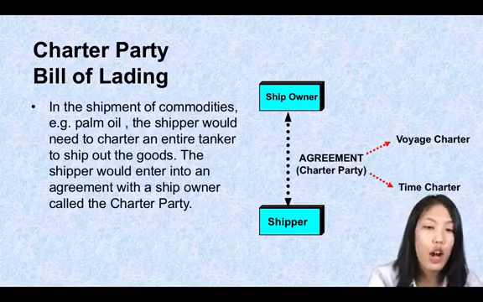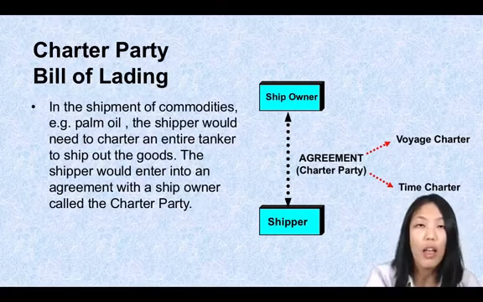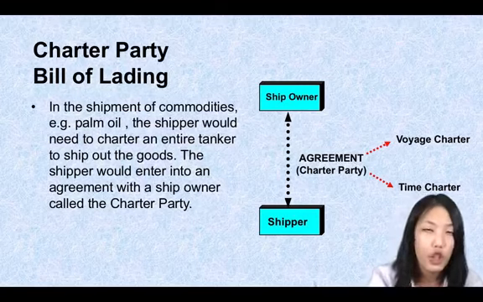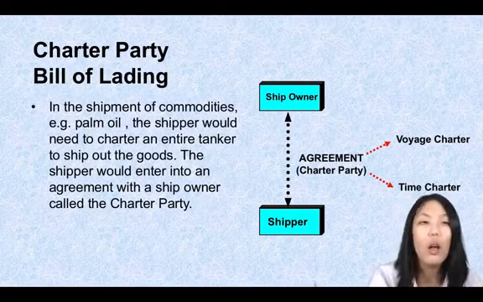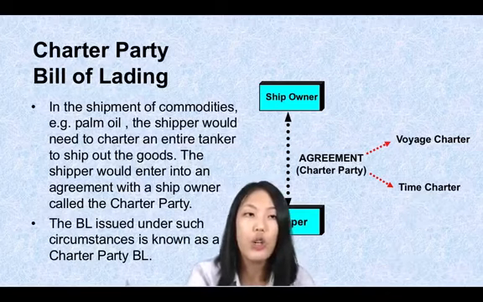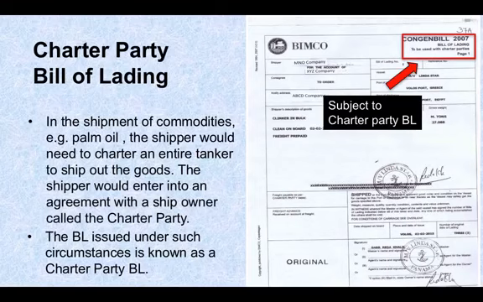Next, we'll be looking at charter party bill of lading. In a shipment of commodities, for example palm oil, the shipper would need to charter an entire tanker to ship out the goods. The shipper would then enter into an agreement with a ship owner called the charter party. The bill of lading issued under these circumstances is known as a charter party bill of lading. As you can see on the right hand side, I provided you with a sample of a charter party bill of lading. You can download a sample in the description box in the link below.